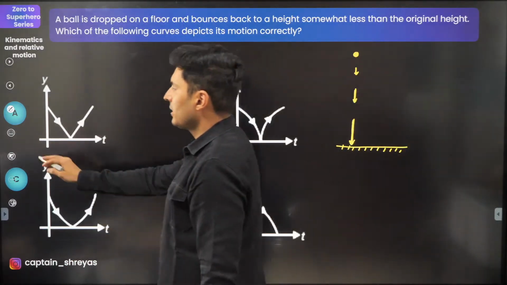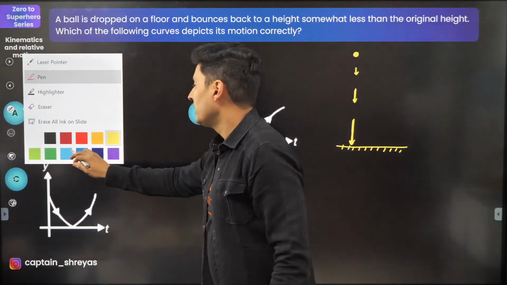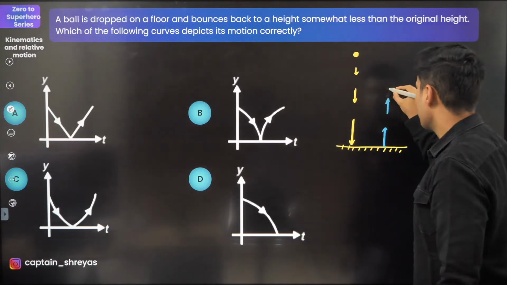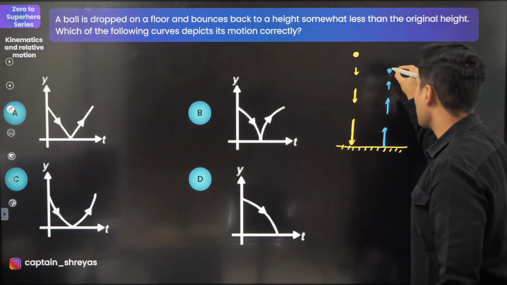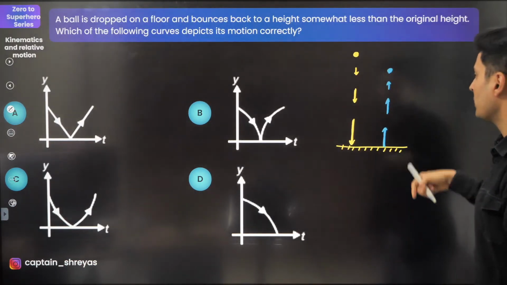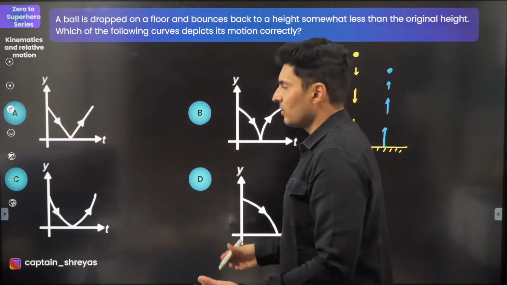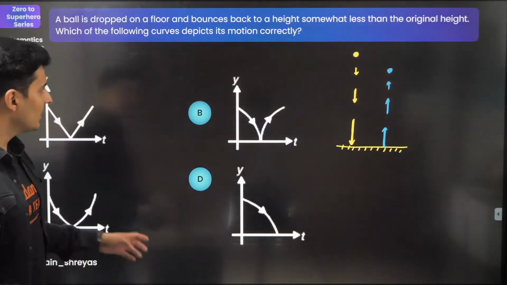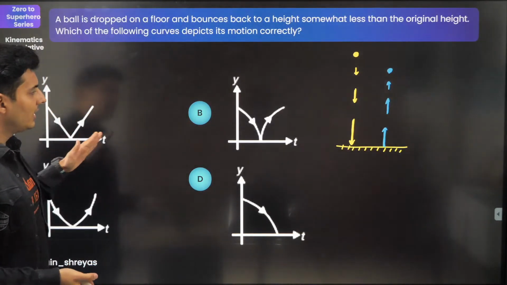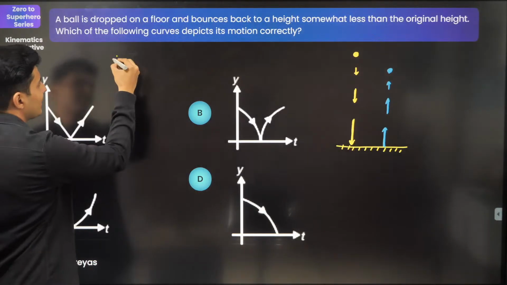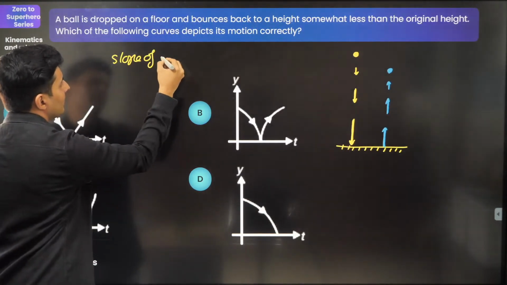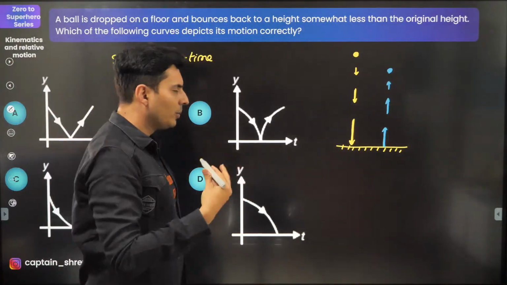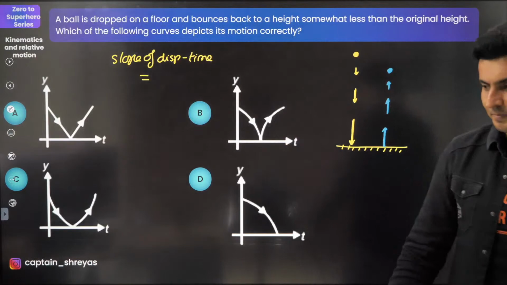Very good. All right, come on guys, think about it. Now it rebounds back. But the velocity is slightly less because it does not reach the same height, somewhat less than the original. So think which of the graphs will be correct. Now in order to do this question, the logic I think you should use is, this is y coordinate, this is time. So slope of displacement time graph gives you what? What does the slope give you? Come on, put it up in the chat box.